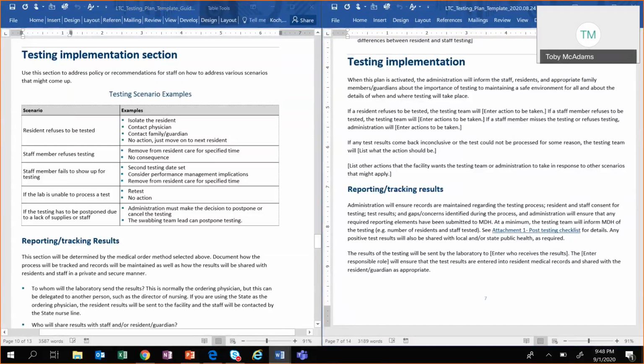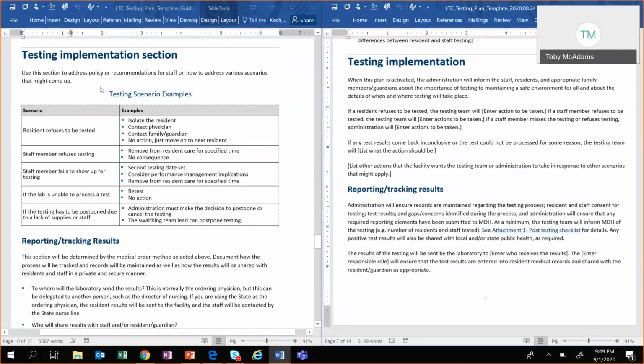I might have a resident refuse to be tested. How do I go about dealing with that? What's my action? What are my communication requirements? Who am I going to contact about that? And how am I going to solve this refusal? Or am I going to solve this refusal? Like, maybe I'm not going to take any action. And I'm taking this information from the guidance here on the left-hand side.